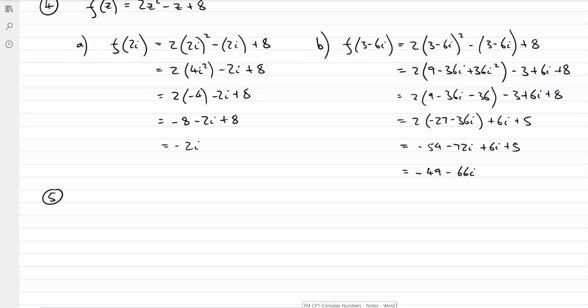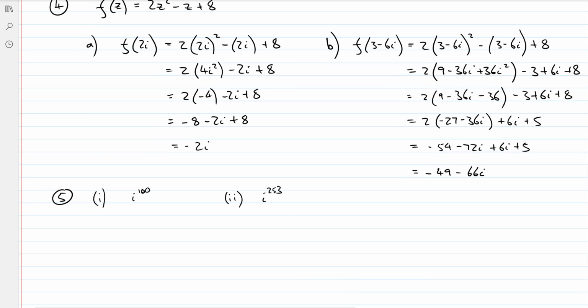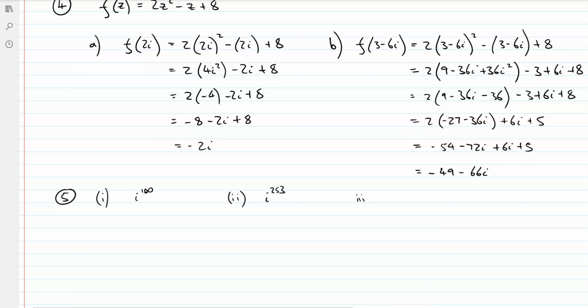Number 5 is just write down the value of i to the 100. So we've got i to the 100, i to the 253 and i to the 301. So just to get used to these big powers, as I mentioned earlier.